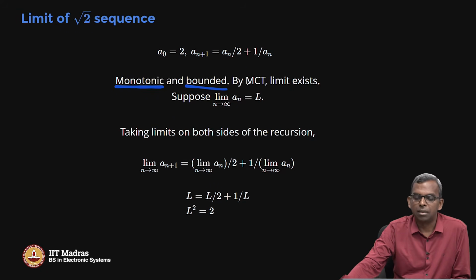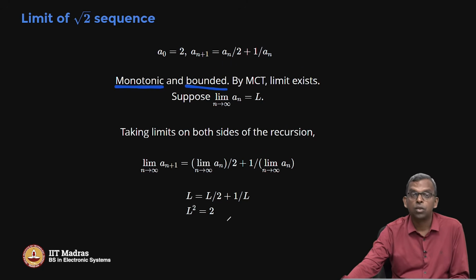So by the MCT, the limit exists. And let's suppose the limit of this an sequence is L. Once I know the limit exists, I can do my wonderful trick of taking limits on both sides of the recursion. When I do that, I get the limit of an+1 is the limit of an by 2, plus 1 by the limit of an as n tends to infinity. I know the limit is well behaved inside an expression. So I have this wonderful equation involving L: L equals L by 2 plus 1 by L. Then I push this to this side, L by 2 equals 1 by L, L squared equals 2.